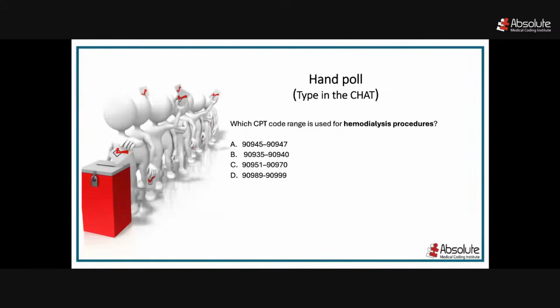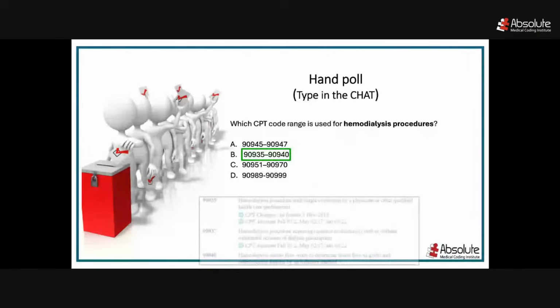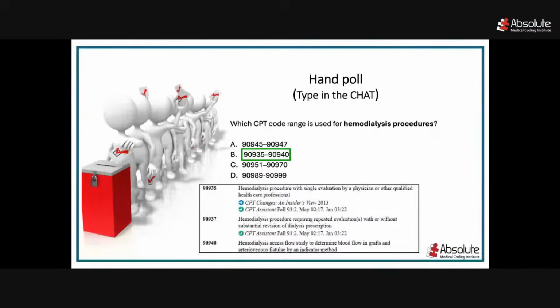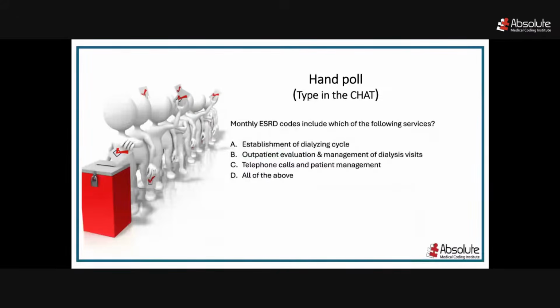Yes. The correct answer is option B, 90935 through 90940. These are used for hemodialysis procedure. Okay, let's bring up the next question.